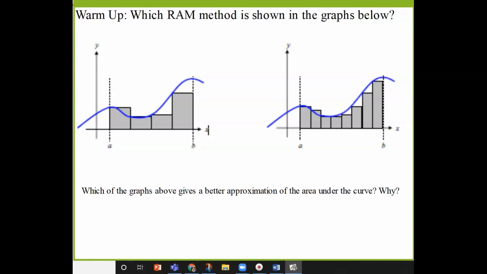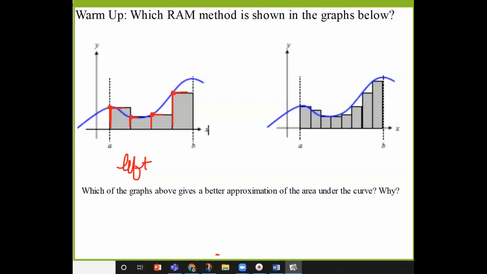So which RAM method is shown in the graph below? If you look at the graph to the left, you want to look at where each corner is meeting the graph. So when I look at this graph, this corner meets the graph, this corner meets the graph, and so on and so forth. Since all of my corners meet the graph on the left side, this is a left Riemann sum.